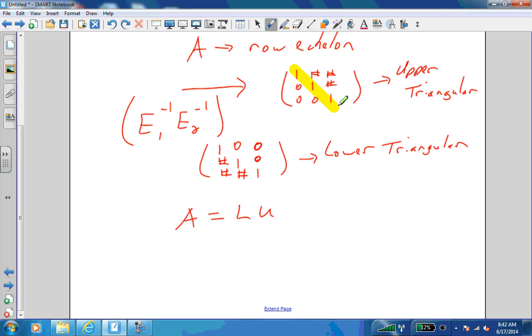But just real quick, I'll read Theorem 1. The product of lower triangular matrices with ones on the diagonal is a lower triangular matrix. If we multiply two lower triangular matrices, we get a lower triangular matrix. If we multiply two upper triangular matrices, we get an upper triangular matrix. So let me find an example to work through.